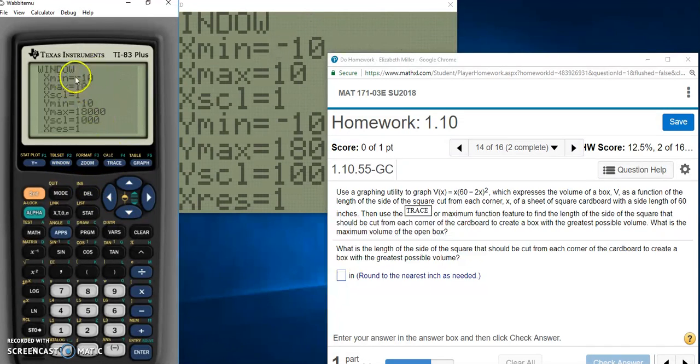I don't need the negative x values, so I'll make that 0. But I need more of the positive x values, so maybe I'll make that 30. I don't know. Here's the thing with this: I'm just making it up.